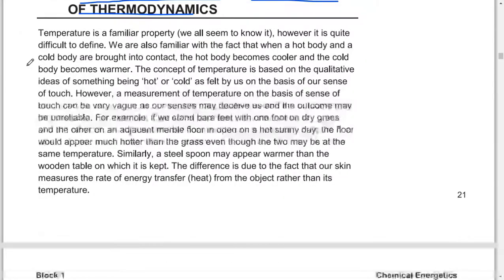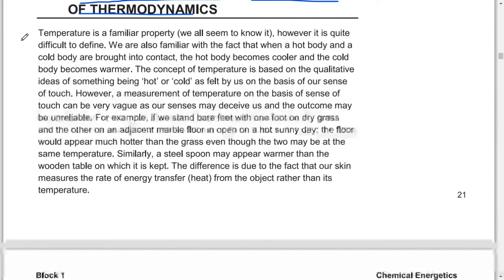Temperature is a familiar property. We all seem to know it. However, it is quite difficult to define. We are also familiar with the fact that when a hot body and a cold body are brought into contact, the hot body becomes cooler and the cold body becomes warmer. The concept of warmer temperature is based on the qualitative idea of something being hot or cold as felt by us on the basis of our sense of touch. However, a measurement of temperature on the basis of the sense of touch can be very vague, as our senses may deceive us and the outcome may be unreliable.